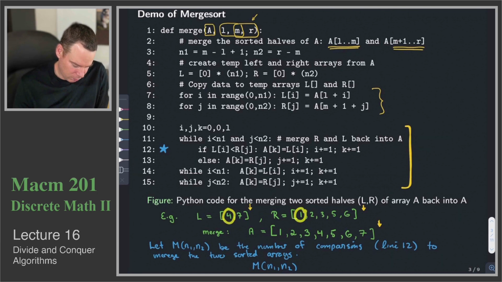We were comparing 4 and 1. That was our first comparison, and that put 1 in the array. Then we compared 4 and 2, so that was comparison number 2, comparison number 3, comparison number 4, and then that put 4 in the array. So then we compared 7 and 5, that's comparison number 5, and then 6 and 7, that was comparison number 6. So we did 6 comparisons.